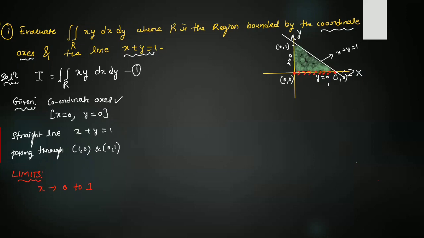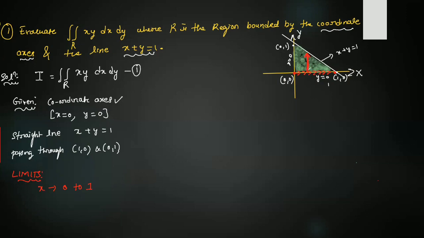There is no bounded region here. So it should start at 0 and end at 1. And see, x is varying in a horizontal direction. Now, when you take x as the independent variable, y is the dependent variable. In which direction does y vary? Vertical, upward. So in the bounded region, we need to draw a vertical strip. This is the vertical strip.